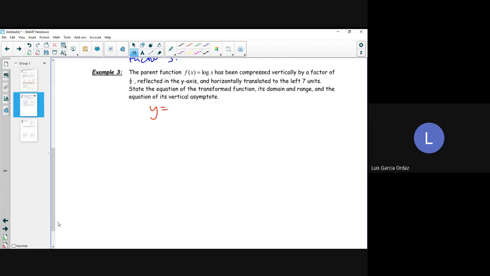Thank you, Adam. So y = 1/2 log(-x + 7) in bracket. So remember, when we're looking at our vertical asymptote, we have to focus on this expression in the bracket. So -x + 7. So what would our vertical asymptote be if we set that expression equal to 0? x is equal to negative 7.